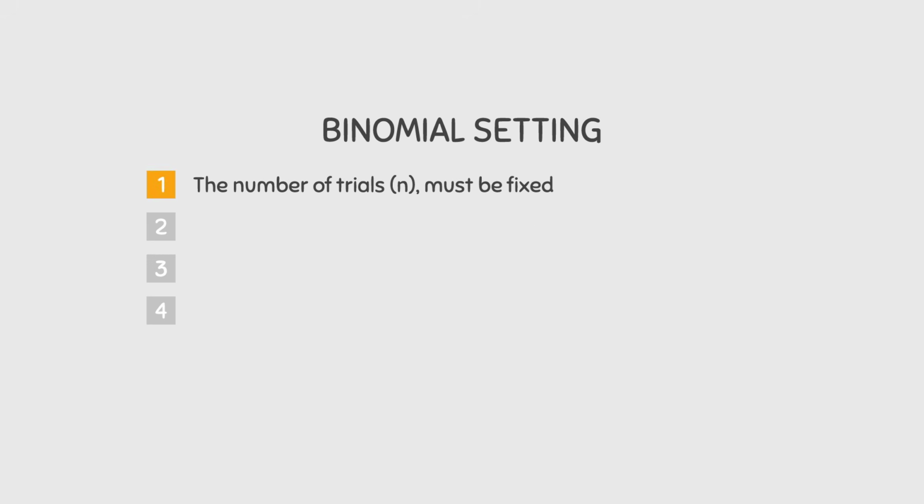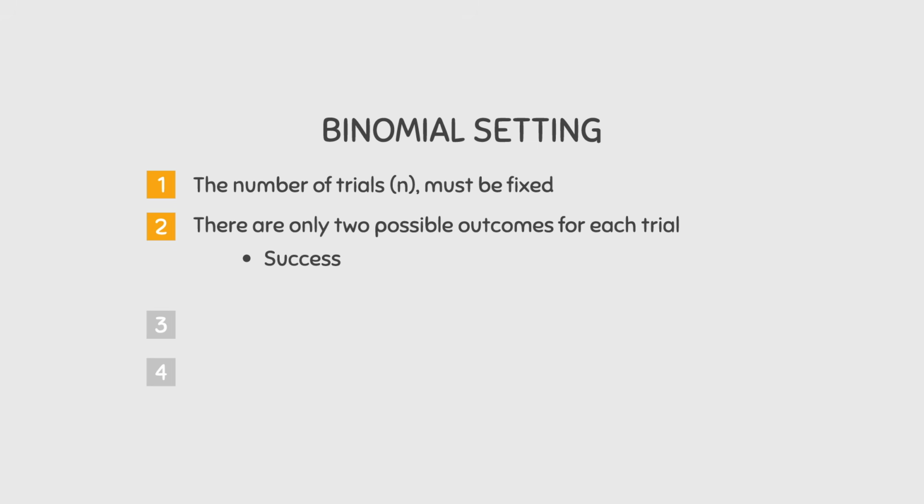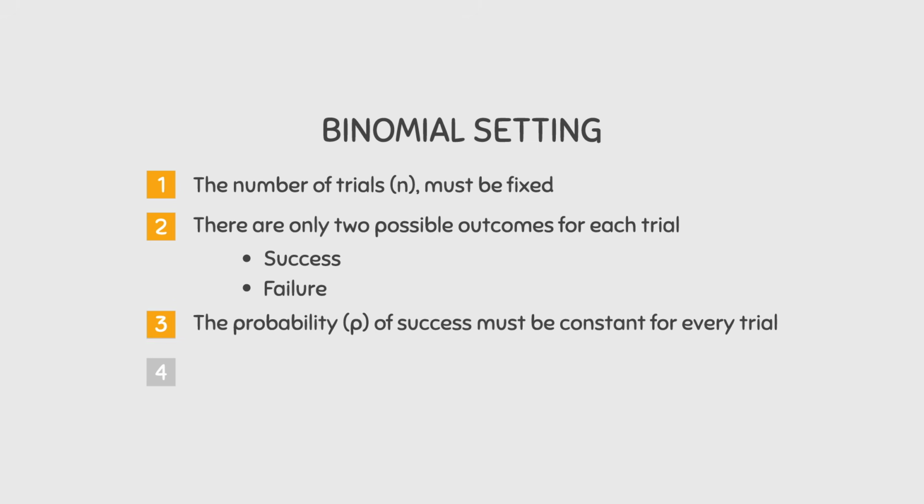The first condition is that the number of trials n must be fixed. The second condition is that there are only two possible outcomes for each trial. You can either have a success or a failure. The third condition is that the probability p of success must be constant for every trial.